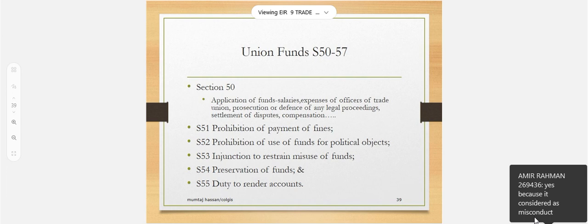Then Section 54 is how you are going to preserve the money, and Section 55 is the duty to render accounts. That means every year you must prepare a statement of account, which is presented at the annual meeting of the trade union to show what your expenses are and what your income is, okay?